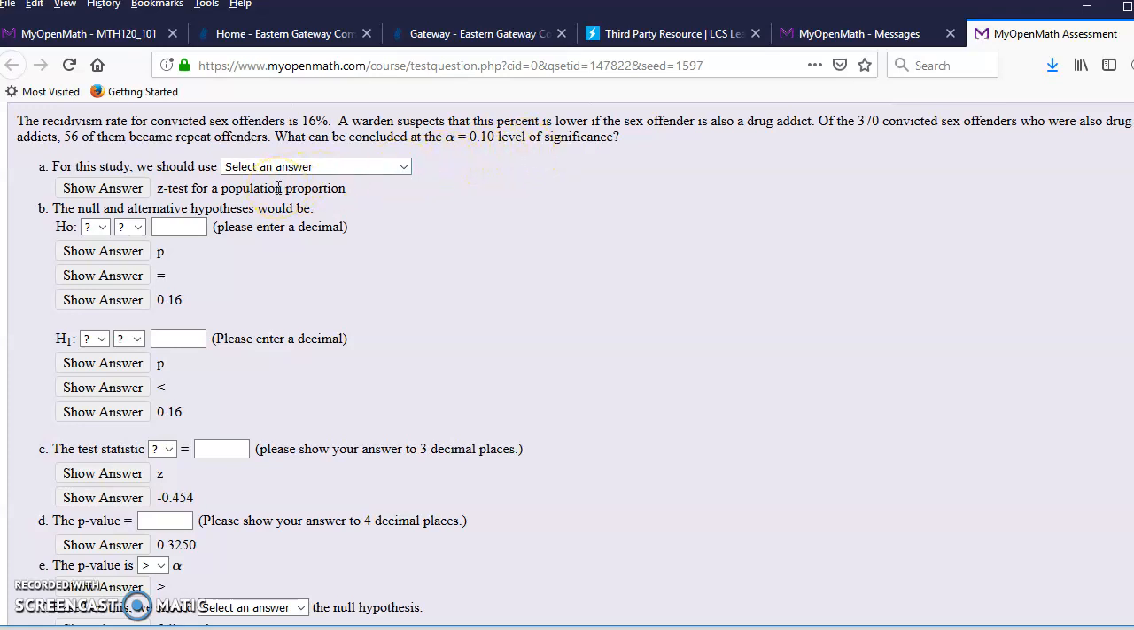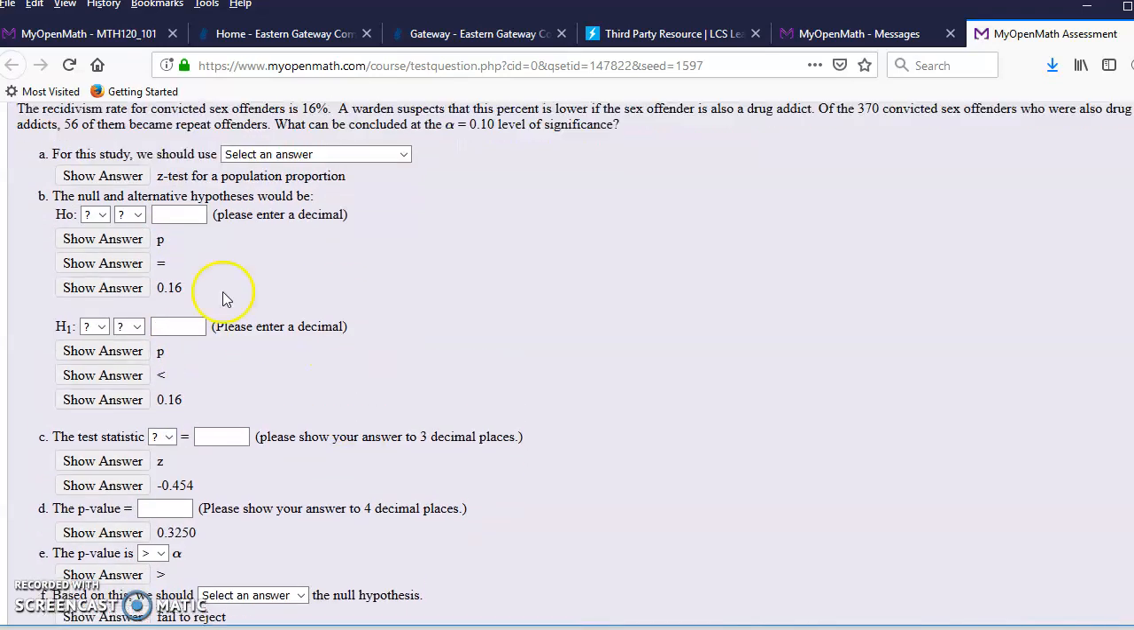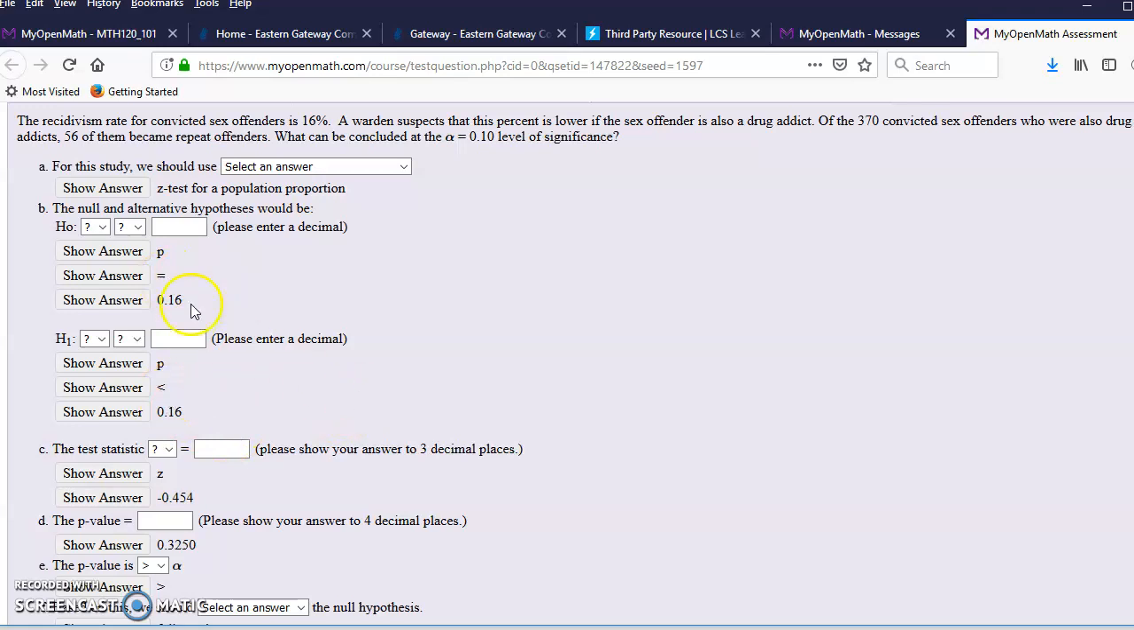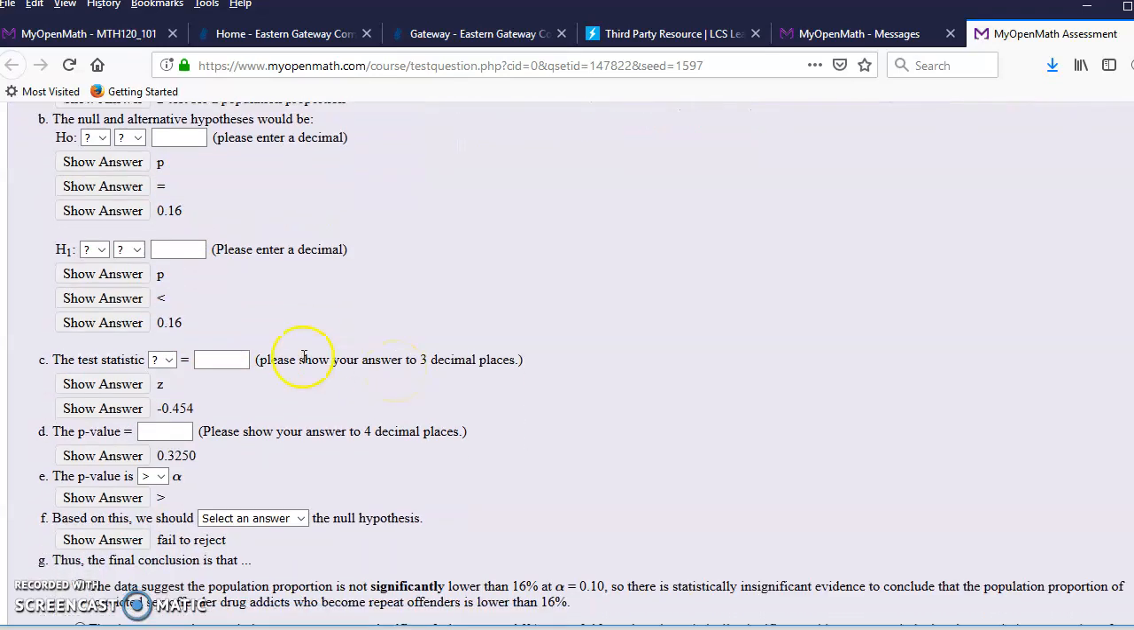Well, the Z test is always used for population proportion. So the null hypothesis is what is given here, p equals 0.16, and the alternative hypothesis says, well, I think it's different, so the alternative hypothesis is p is less than 0.16. So equal to 0.16, less than 0.16. Remember, the null always has equality, the alternative never has equality.